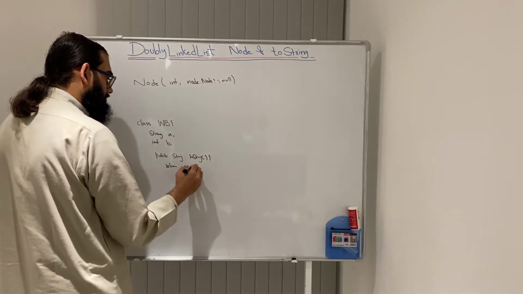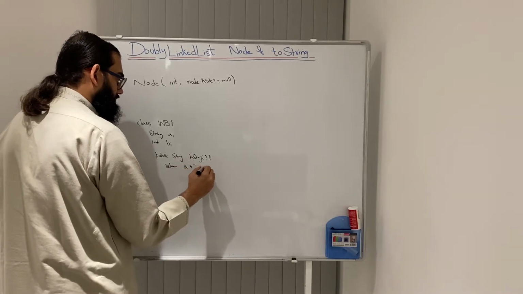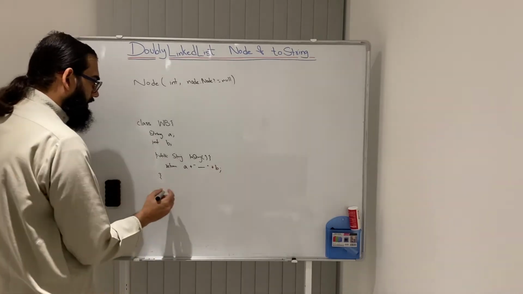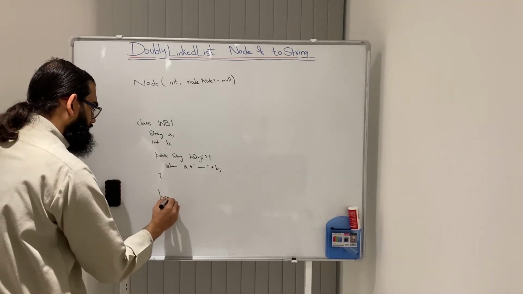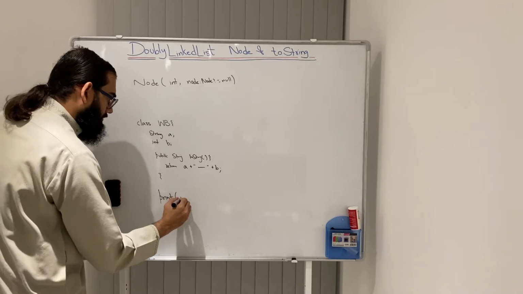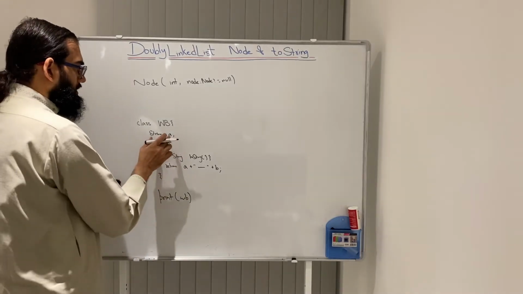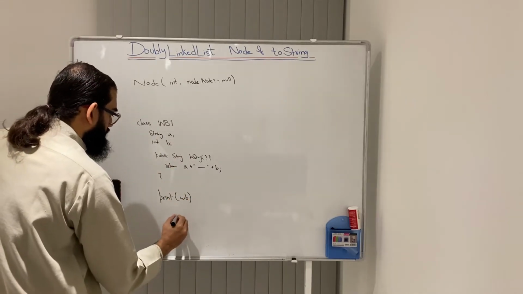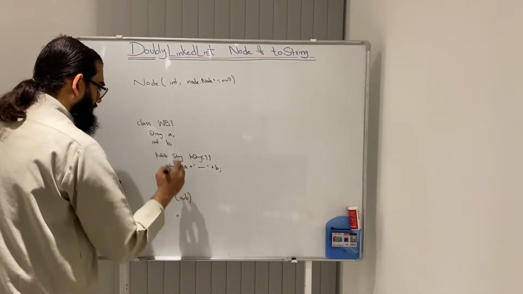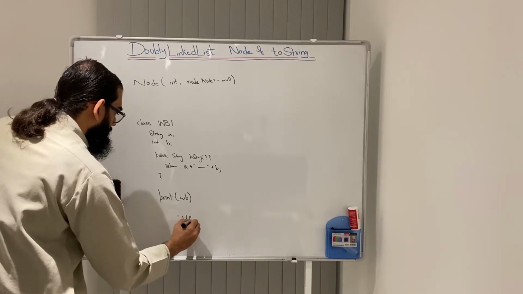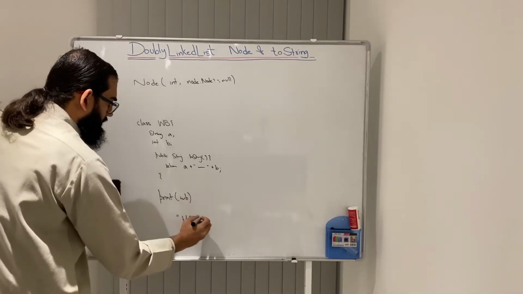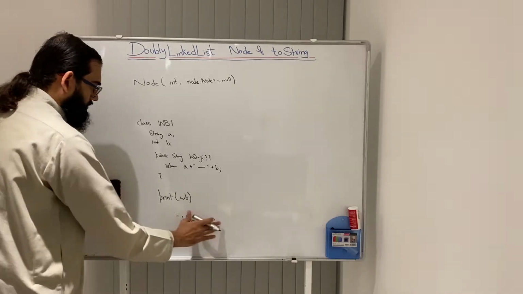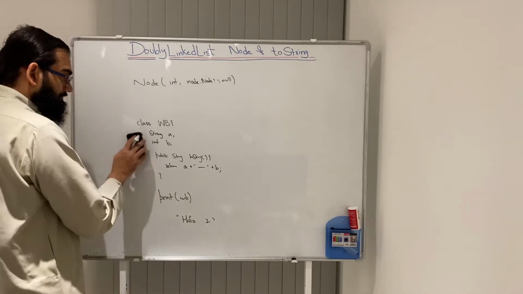A plus B. So now if I print WB, it will show me what is available in A and B. For example, in A I saved the name Hafiz, and in B I saved 2, so I will add a space and 2. It will print like this on the terminal. So that is the toString method.